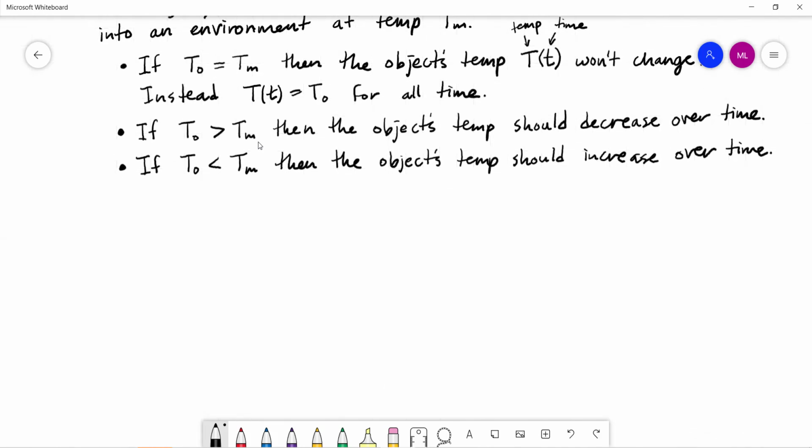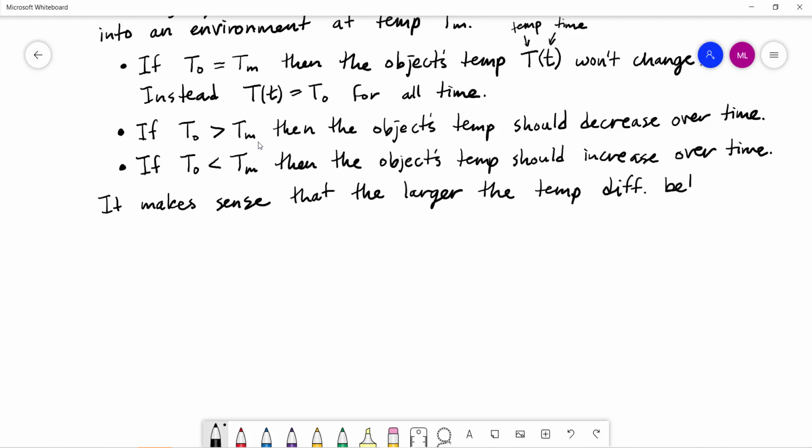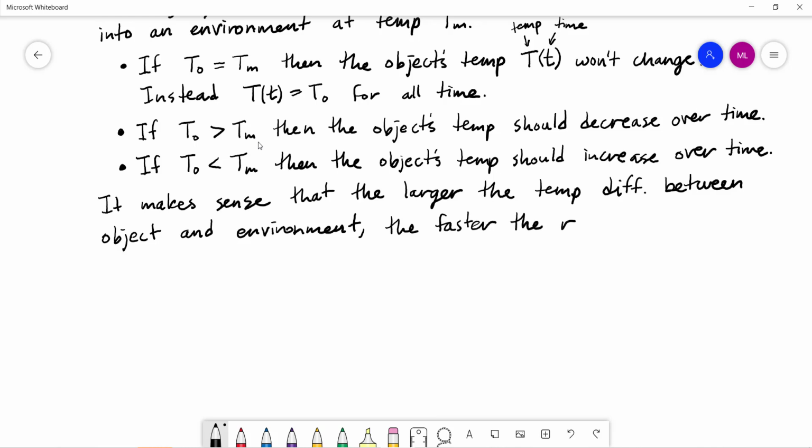So basically what I'm suggesting is that it makes sense that the bigger the difference between the temperatures, so the larger the temperature difference between the object and the environment, the faster the rate of change. And whether that rate of change is positive or negative obviously depends on the case, but I would expect a larger temperature difference to yield a faster rate of change, faster cooling or faster heating.